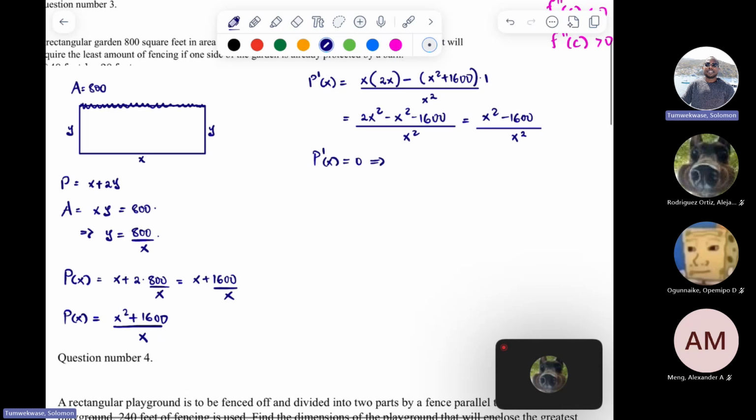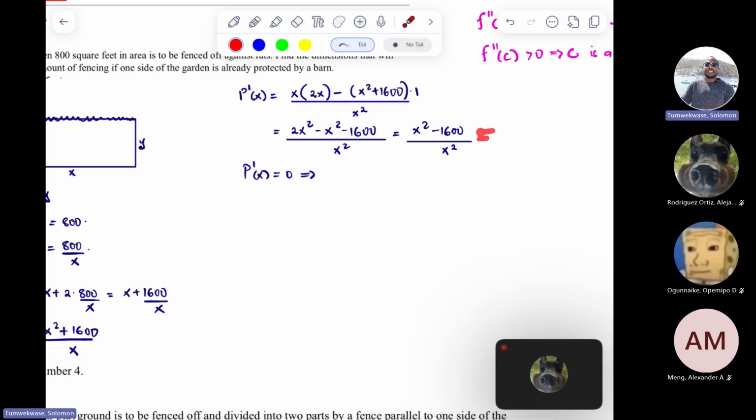We need to find the critical points of this, so we want those points where p prime of x is equal to 0, and when I equate this to 0, this means x squared minus 1600 is equal to 0. And that means that x squared is equal to 1600, and this means that x is equal to plus or minus 40.